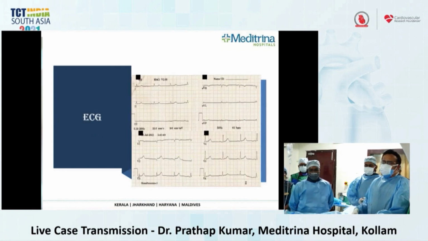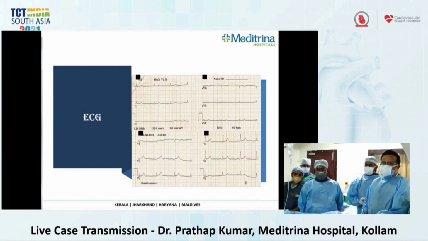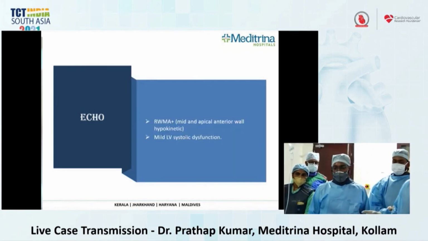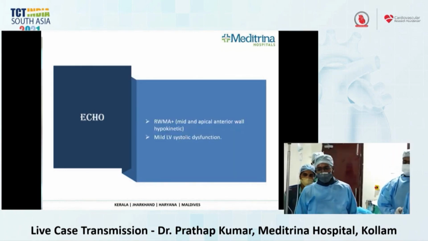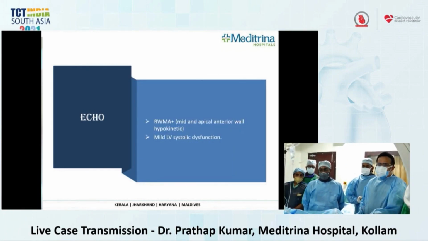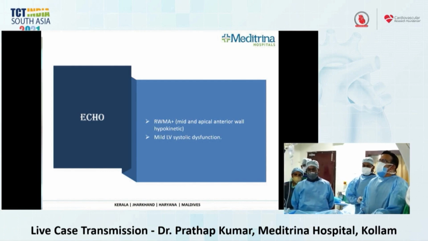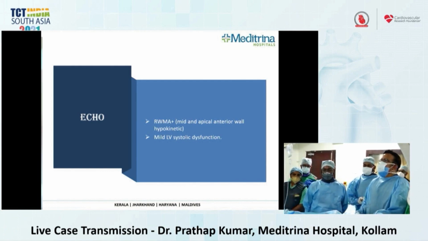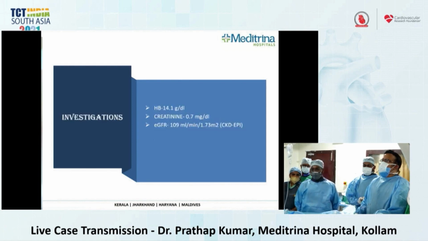So this is the ECG. We can see that the R waves are preserved in the anterior leads, and there is some ERS pattern in the ECG. His echo showed some RWMA in the anterior wall, but the thickness was preserved and there was no scarring. The EF is 50%. His hemoglobin is normal, 14.1. Creatinine and eGFR are also normal.